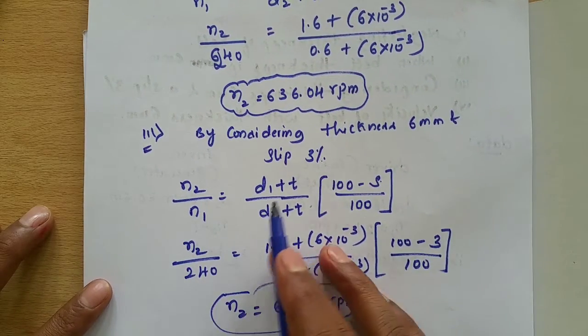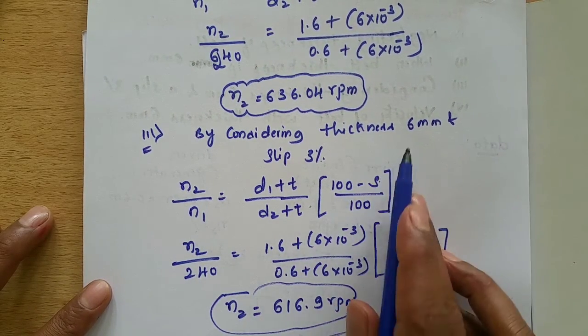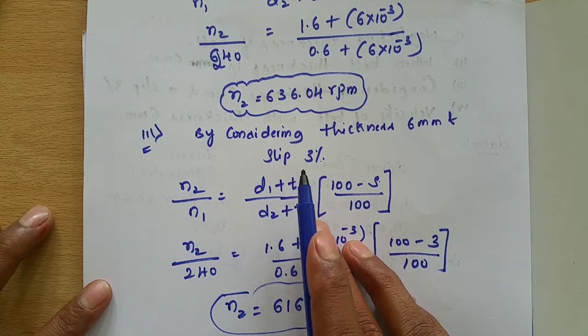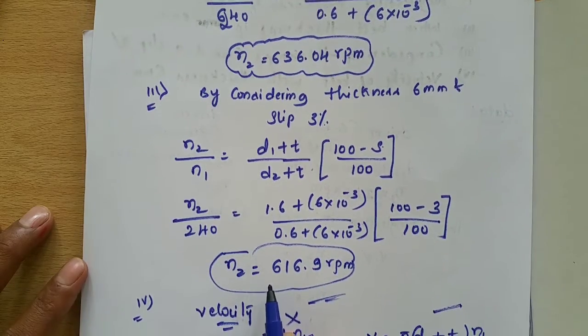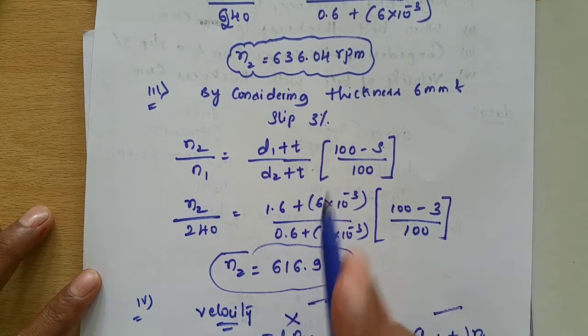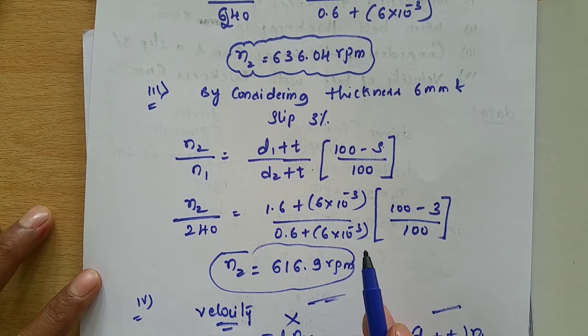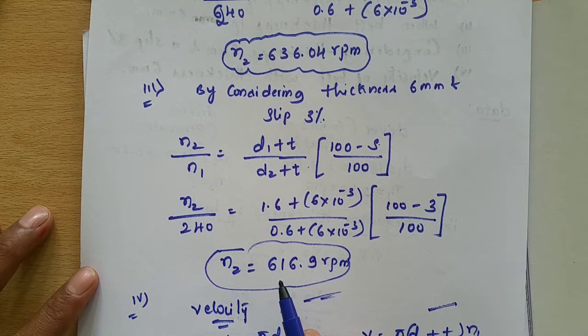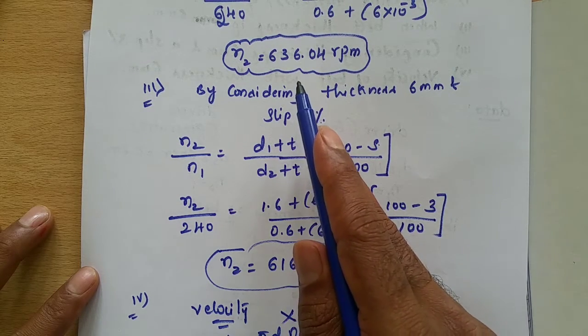Now similarly the third one is by considering the thickness as 6 mm and a slip of 3%. So we are getting a speed of the driven member as 616.9 rpm. Again it has decreased now because there is a slip in the belt. Because of the slip in the belt, the power transmission will decrease. So the speed of the driven member has also decreased compared to the previous one.